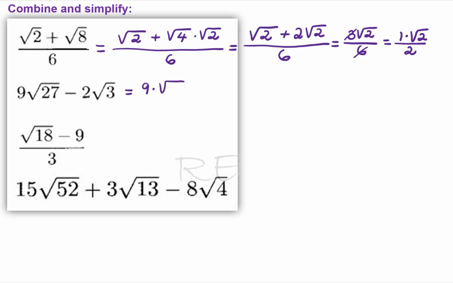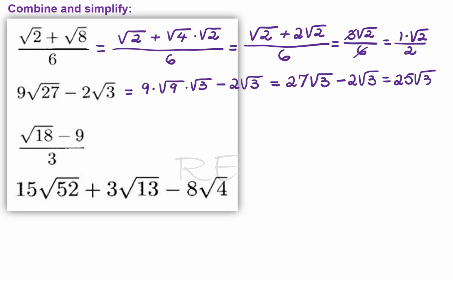9 square root of 27 is 9 times square root of 9 times square root of 3, minus 2 square root of 3. Square root of 9 is 3, so 9 times 3 is 27. 27 square root of 3 minus 2 square root of 3. 27 minus 2 is 25. The answer is 25 square root of 3.